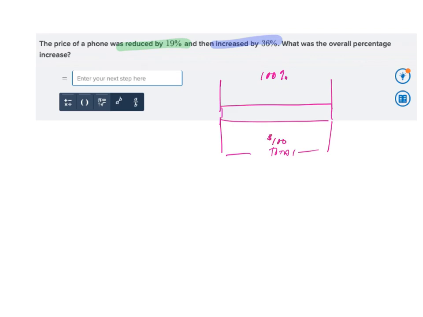Okay. Now, what they're telling us first is we're going to get a price reduction first. So that means they're giving us a sales price, right? And we have to figure out the sales price after the reduction. Okay, and then we're going to add 36% onto that sales price. So when we look at this, that means we're taking off 19%. Okay. Now 19% of 100 is $19. So if we look, that means we're paying 81%. And 81% of $100 is $81.